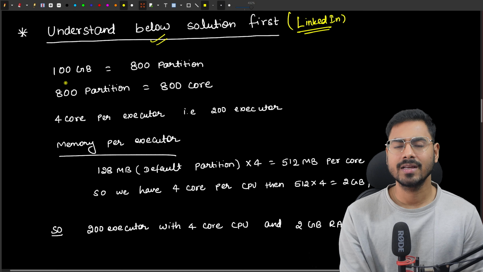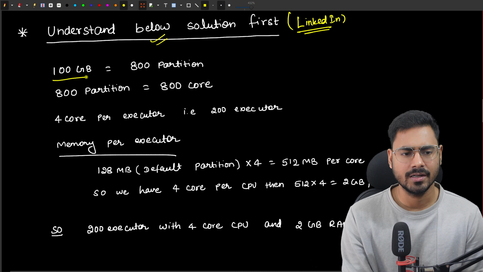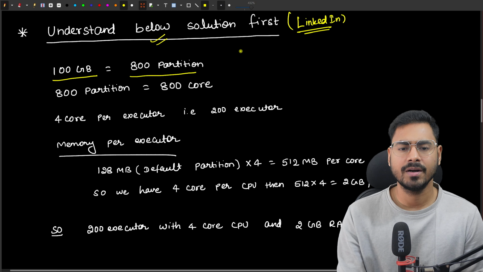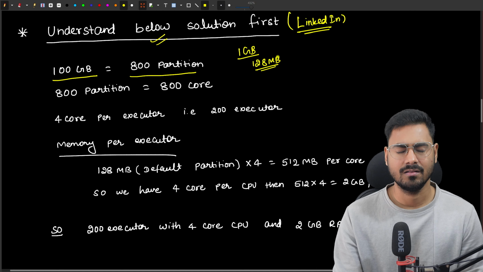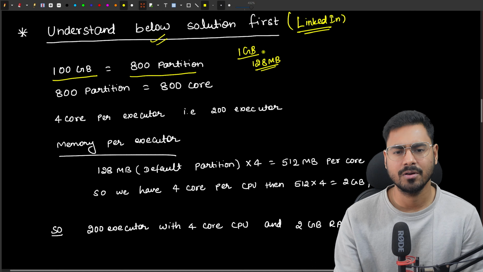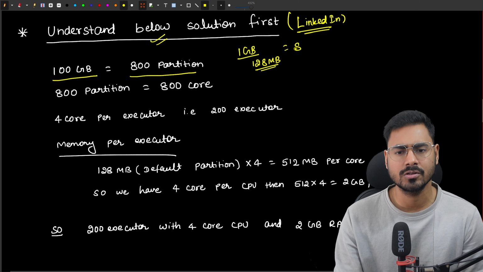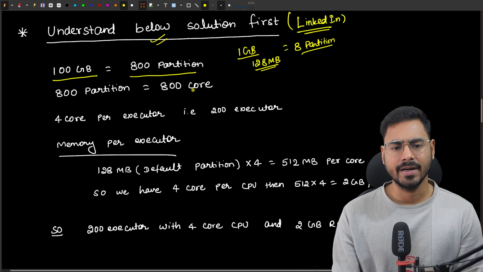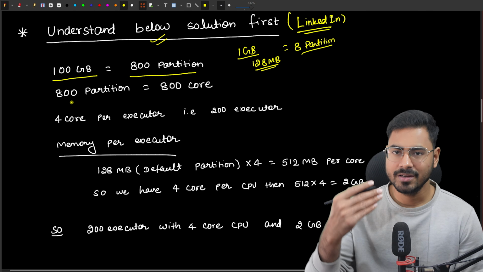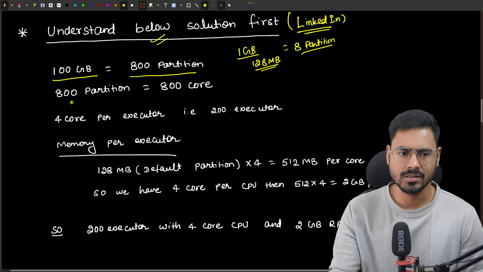Okay, so for example, they take an example this way: 100 GB of data is there, then a total of 800 partitions will be there. Where this is coming from is 1 GB. So basically 128 MB is the default partition size that we take in Parquet or any other file format. So 1 GB comes to exactly 8 partitions, and then 100 GB will be 8 into 100, 800 partitions. And from here the solution goes in the south direction.